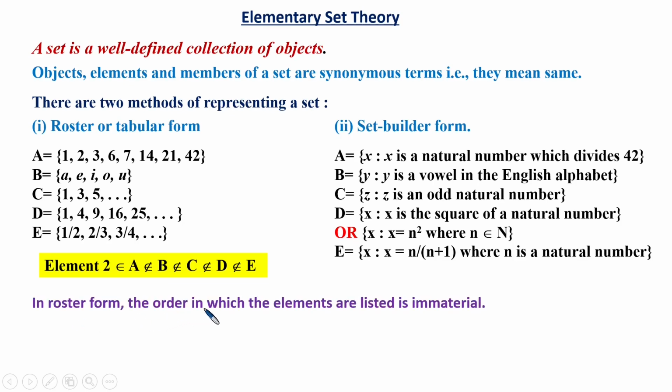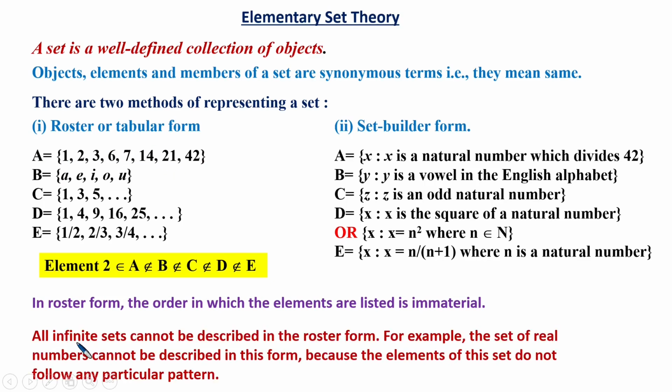And in roster form, the order in which elements are listed is immaterial. I can jumble them up, but all elements should be there. So it is immaterial whether I bring this 6 here and 2 there. All the elements are present in this set. You can think of it as a container. So whether you jumble it or not, this set A contains all these elements.